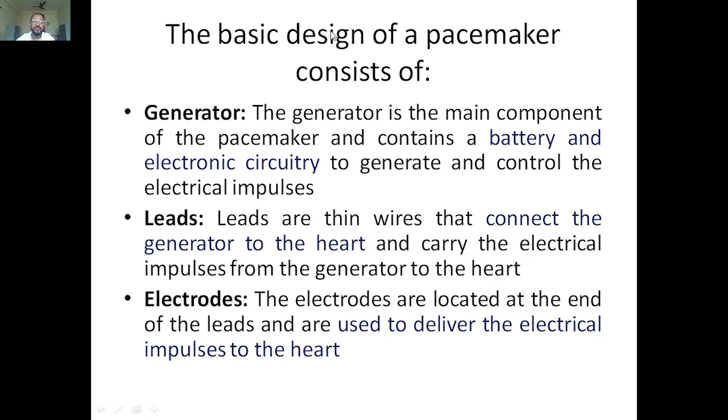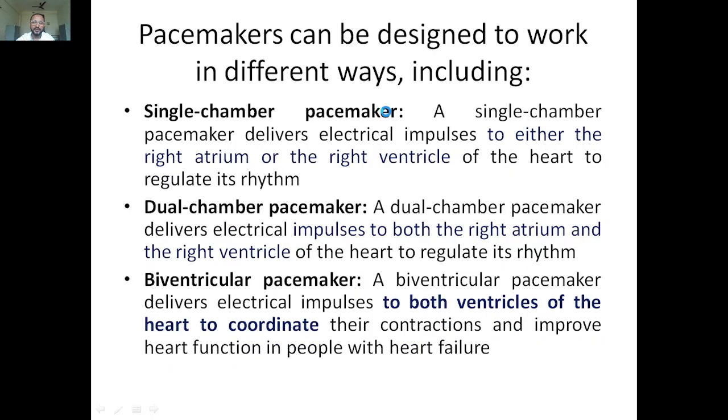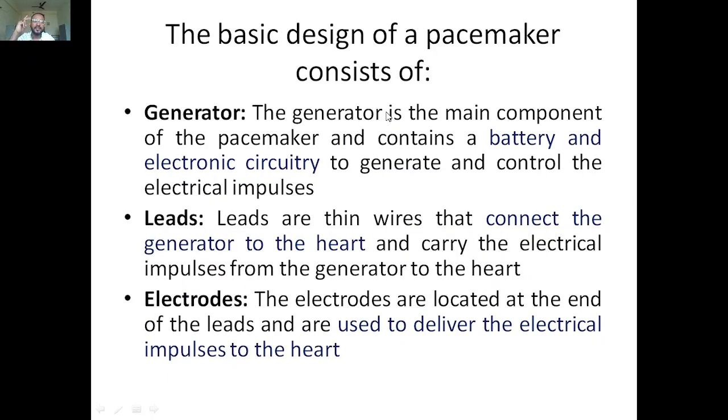So those were the major components of the pacemaker, or you can say the design of the pacemaker, which consists of the generator, leads, and electrodes. The generator generates the electric impulse, the leads carry the electric impulse, and the electrodes deliver the electric impulse. Understanding? Generating, carrying and delivering.